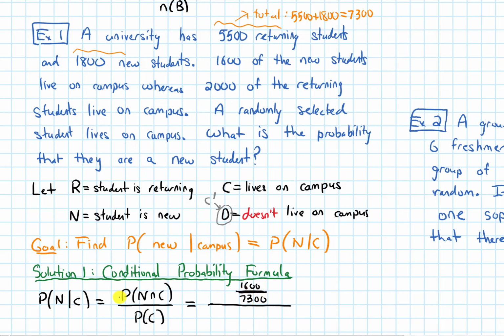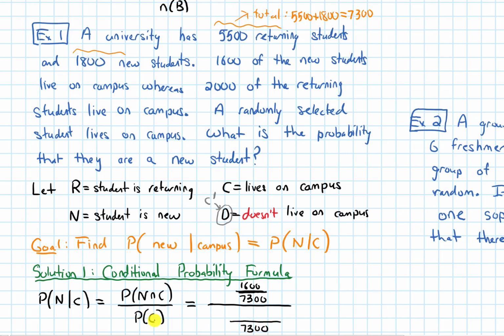We're finding the probability that a student is both new and they live on campus. So we have to count the number of new students who live on campus on top of the fraction, which is 1,600. And on the bottom, it's just the total number of students, which is 7,300. So next, let's get the probability on the denominator: the probability that a student lives on campus. Okay, so I know I'm going to divide by 7,300 because that is the total.